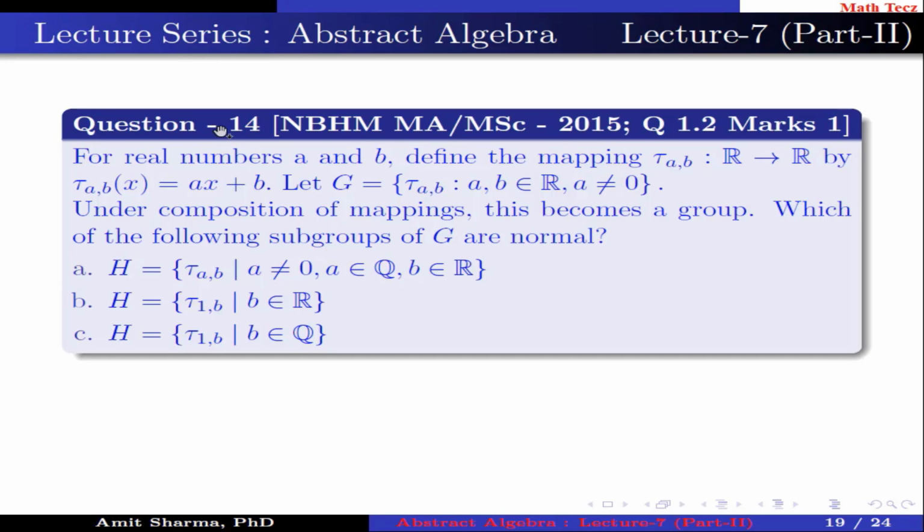Question number 14. This question was asked in the NBHM MSc exam in 2015. For real numbers a and b, define the mapping tau_ab from R to R by tau_ab(x) equal to ax plus b. Let G contain the elements tau_ab such that a, b belong to R, a is not equal to 0. Under composition of mappings, this becomes a group. Which of the following subgroups of G are normal? Option A, H containing the elements tau_ab such that a is not equal to 0, a belongs to Q, b belongs to R.